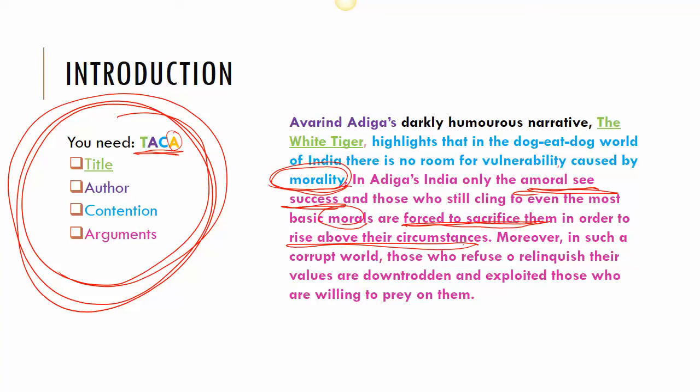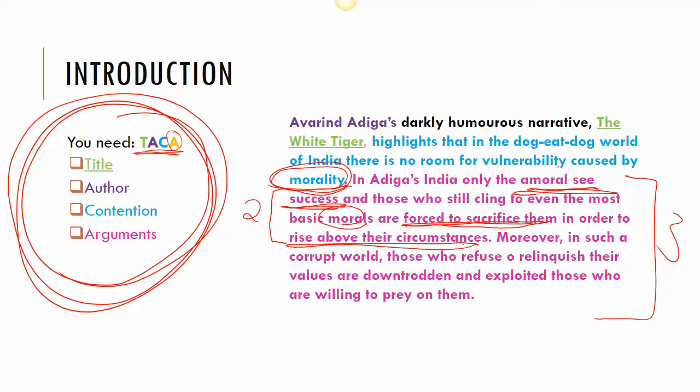Moreover, in such a corrupt world, those who refuse to relinquish their values are downtrodden and exploited by those who are willing to prey on them. Okay, so what I've done there is outlined my 3 arguments, and you'll notice that I haven't just listed them like a grocery list. What I've done is I've got the first 2. Okay, so they're my first 2 arguments.